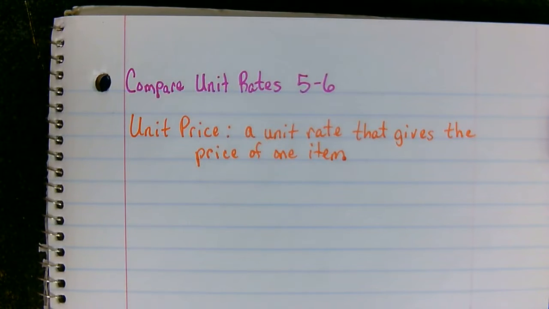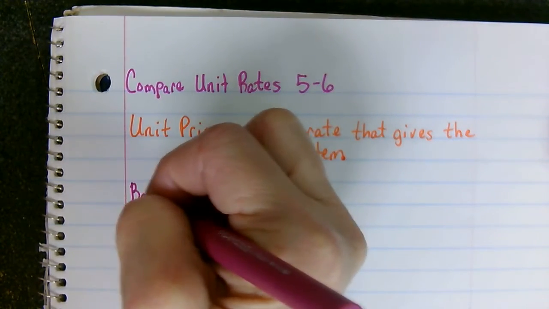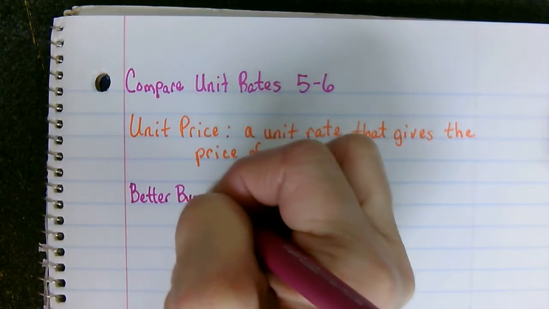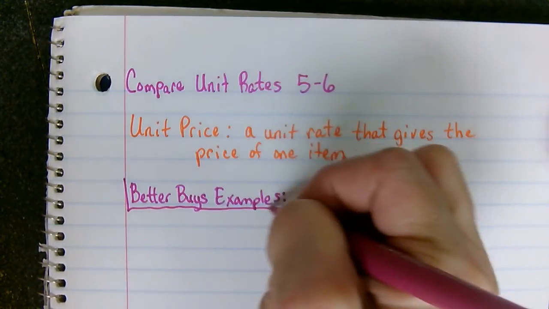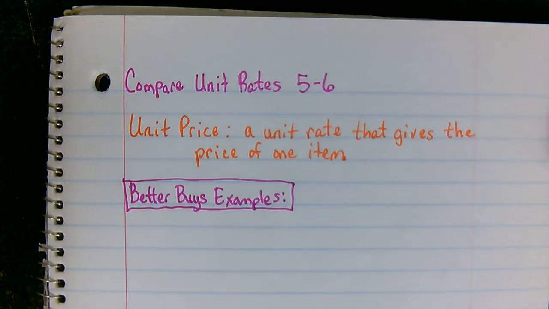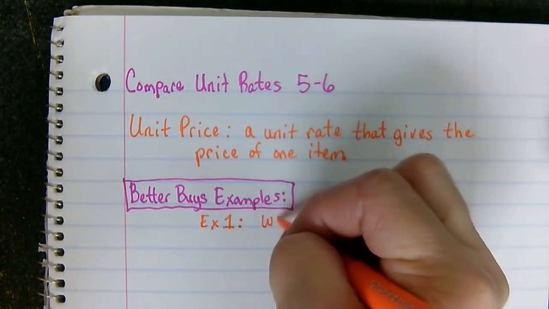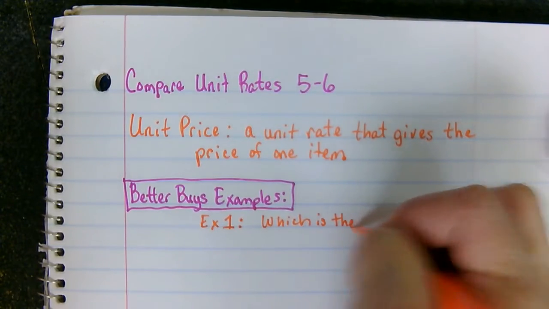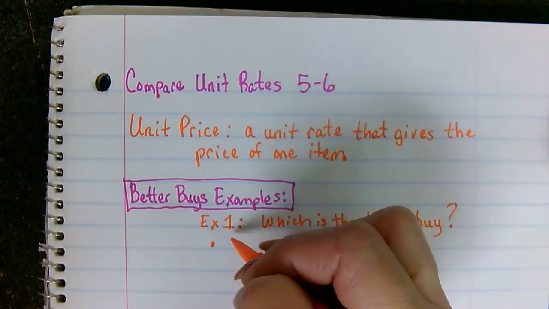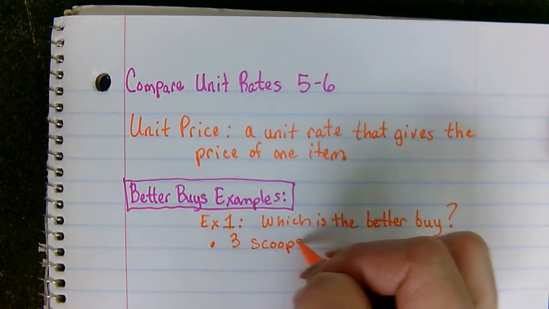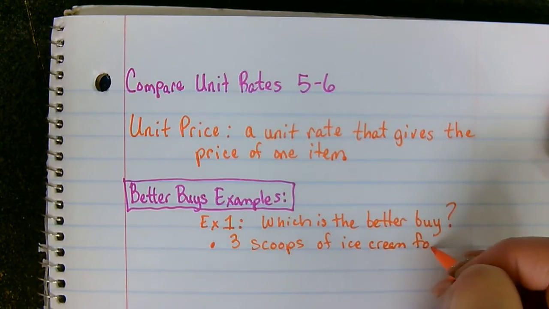Okay, so let's look at Better Buys examples. Example 1, which is the better buy? Let's start with 3 scoops of ice cream for $3.49.